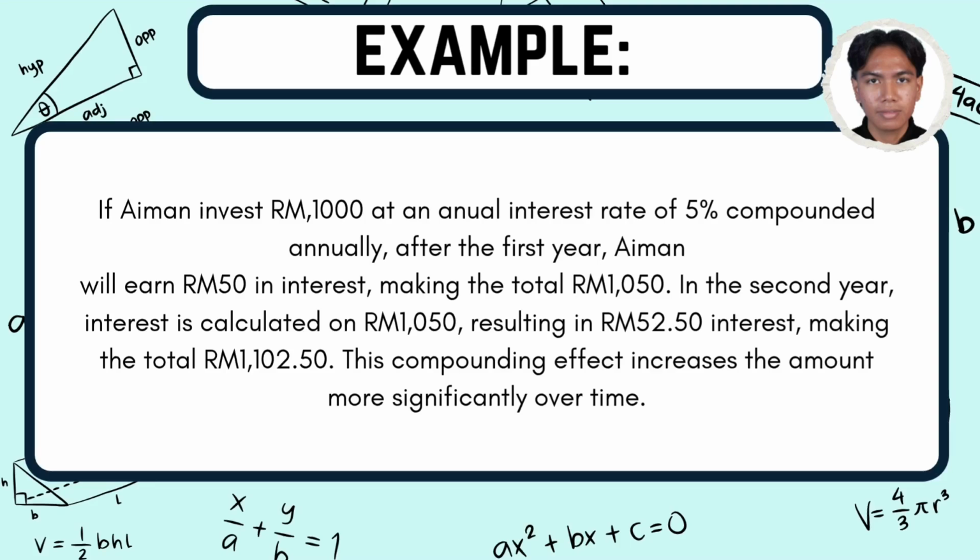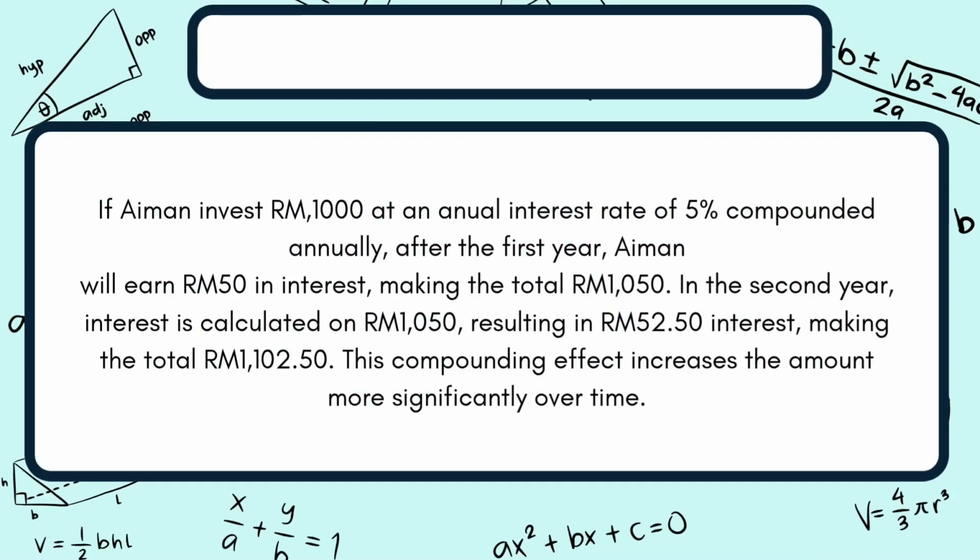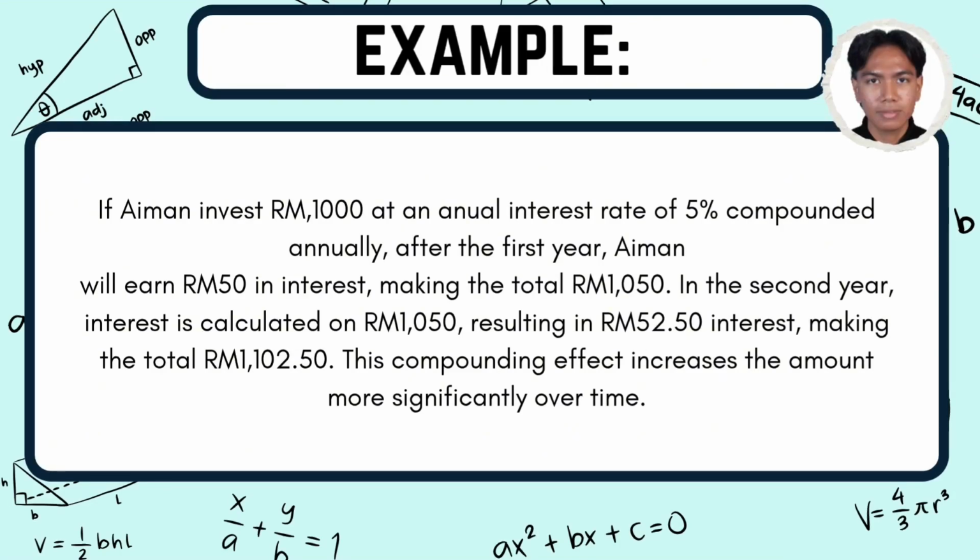In the second year, the interest is calculated on RM1050, yielding an interest of 52 ringgit 50, making a total of 1102.50 ringgit. The effect of this compounding increases the amount more significantly over time.